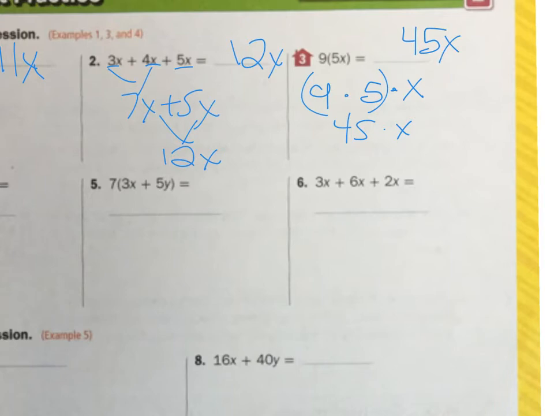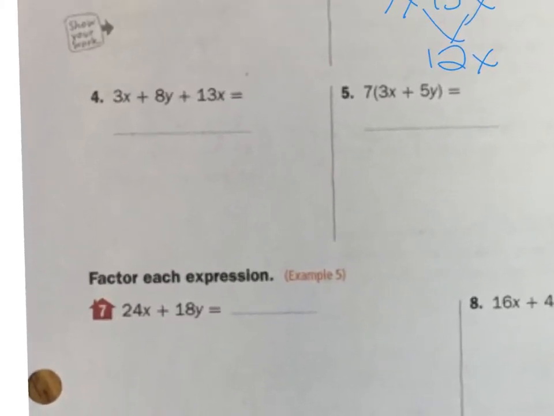Okay. Let's go on down to number 4. We have 3x plus 8y plus 13x. Now I'm seeing that's an x variable, that's an x variable. This is a y variable. So in terms of like terms, I see these two are like, and then the 8y is not. So I'm going to put the two like terms together. And that's 16x plus 8y. And since they're not like terms, I can't put it together any farther. That is in simplest form.